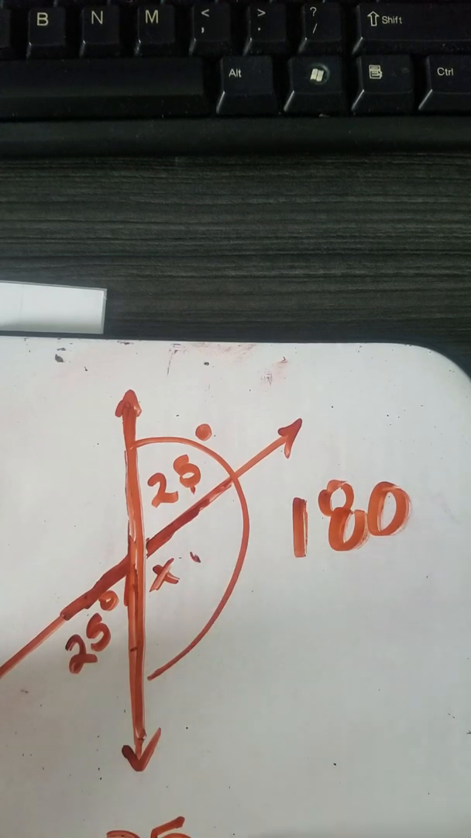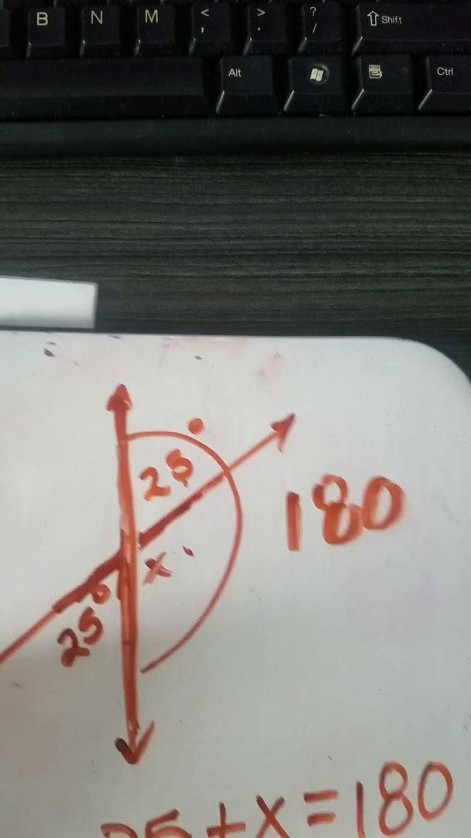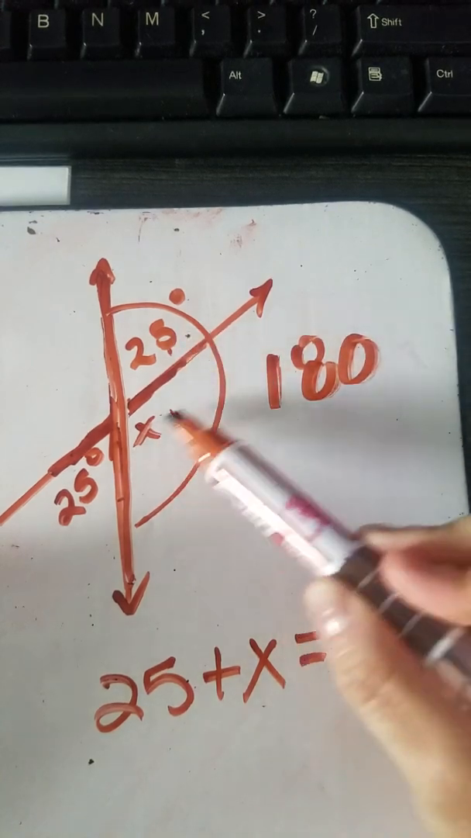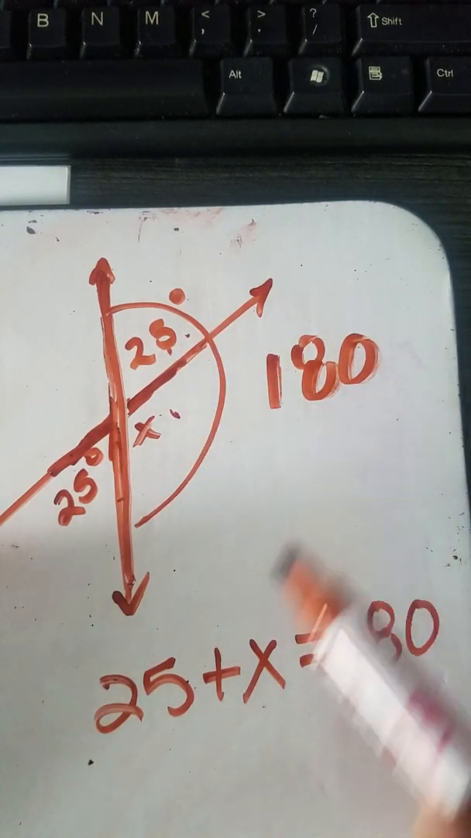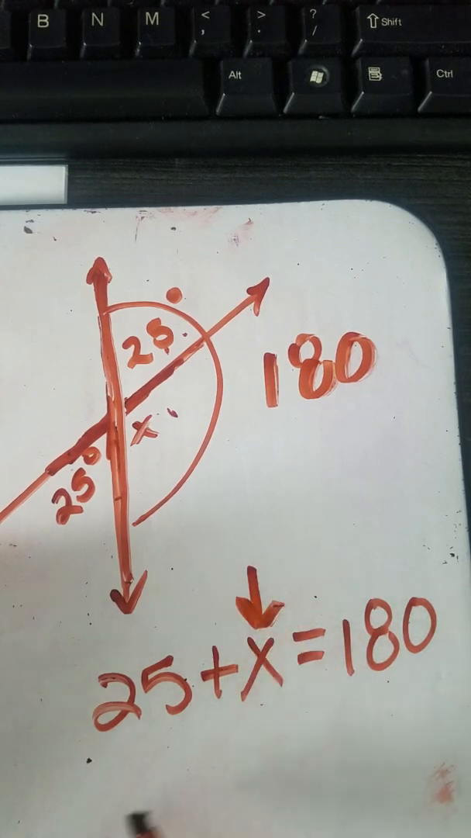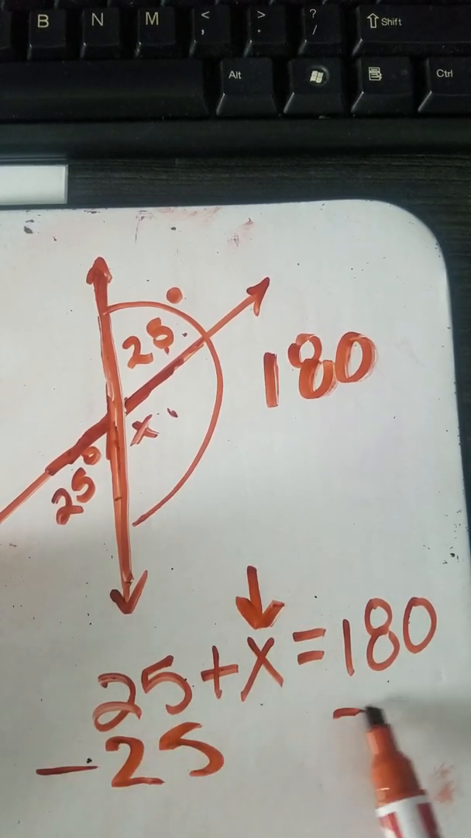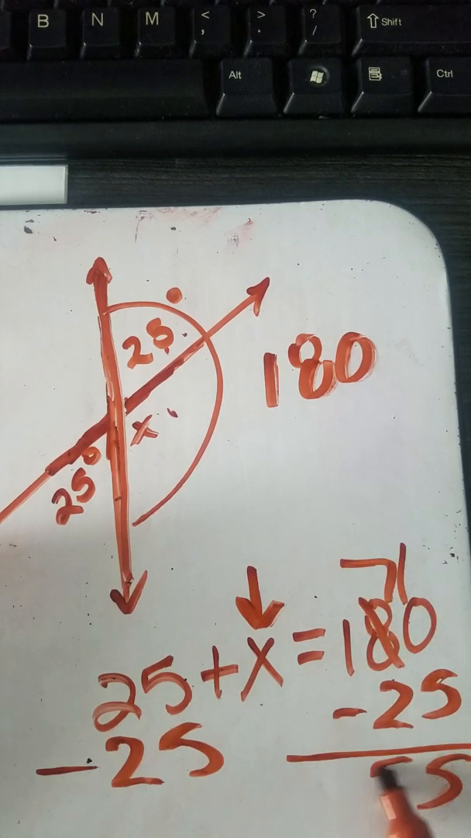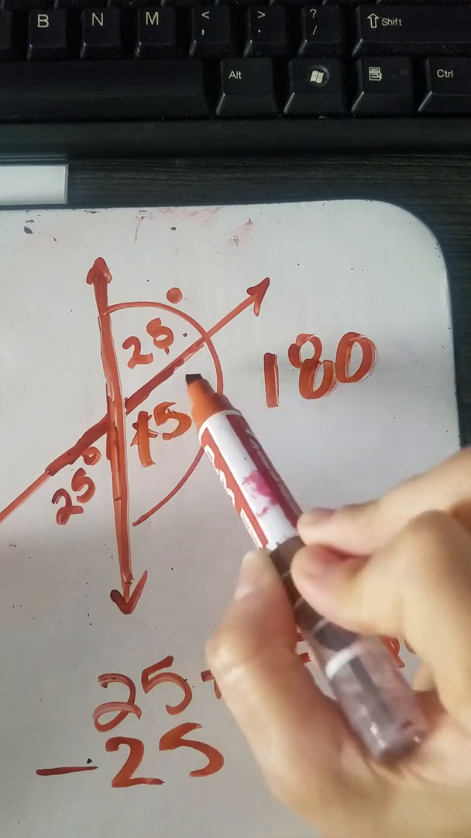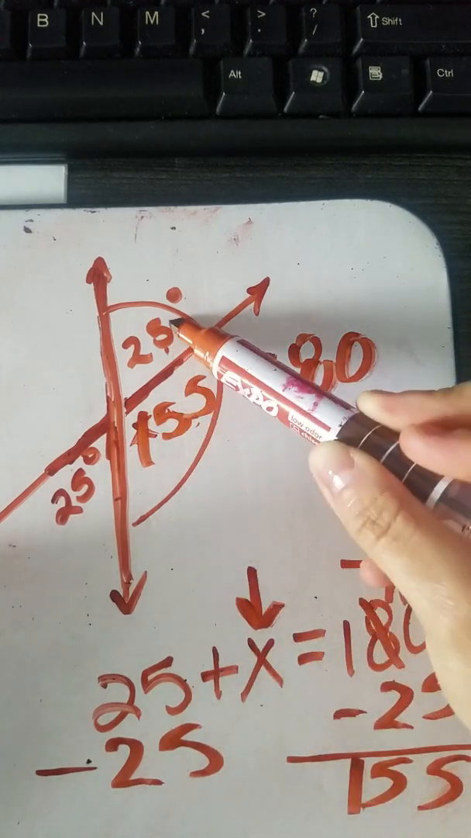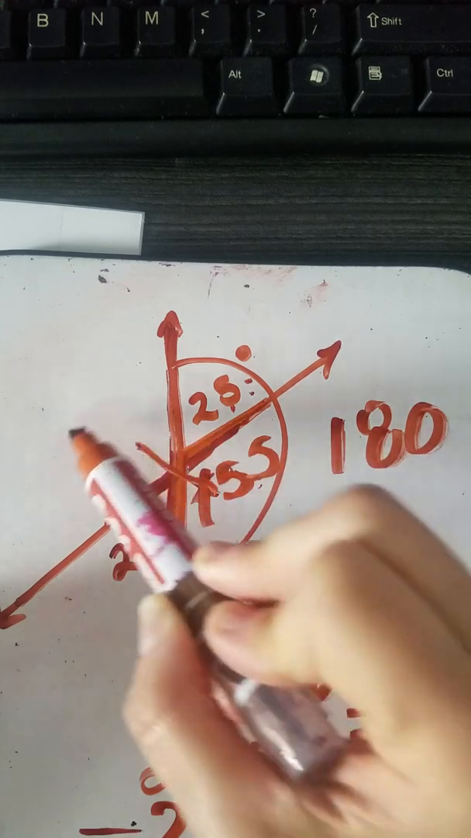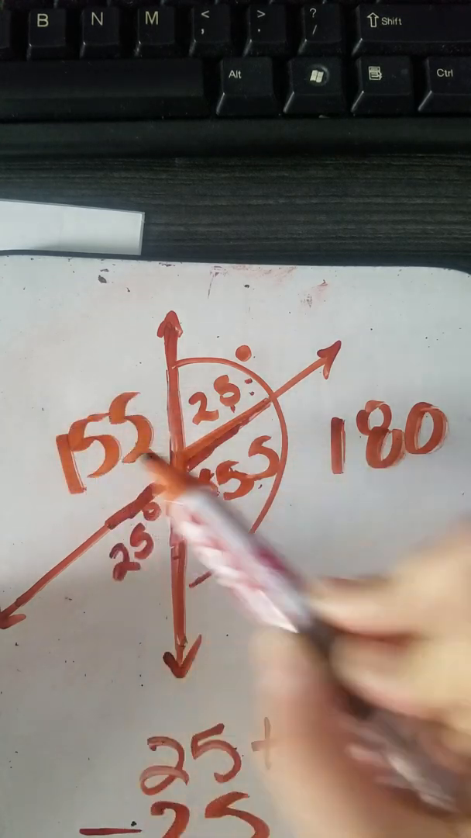So if this is 25 plus x, it has to be 180. And that's where you use your algebra. So let's isolate the x. You subtract 25, you subtract 25, and then this is 155. And 155 and 25 is 180. And now if this is 155, then the one right across is going to be 155.